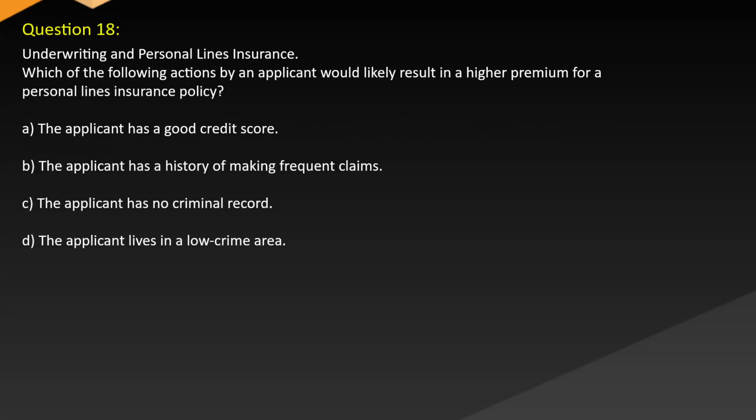Question 18. Underwriting in personal lines insurance. Which of the following actions by an applicant would likely result in a higher premium for a personal lines insurance policy? A. The applicant has a good credit score. B. The applicant has a history of making frequent claims. C. The applicant has no criminal record. D. The applicant lives in a low crime area.